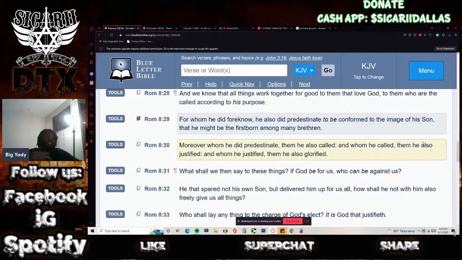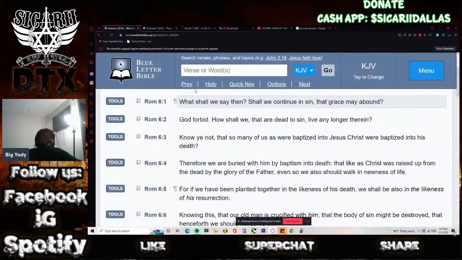We use our vessel. We are those stones, right? We are those stones that get conformed and cut into the same image as the cornerstone to be built into this temple to follow after him. That's why we follow after his burial.